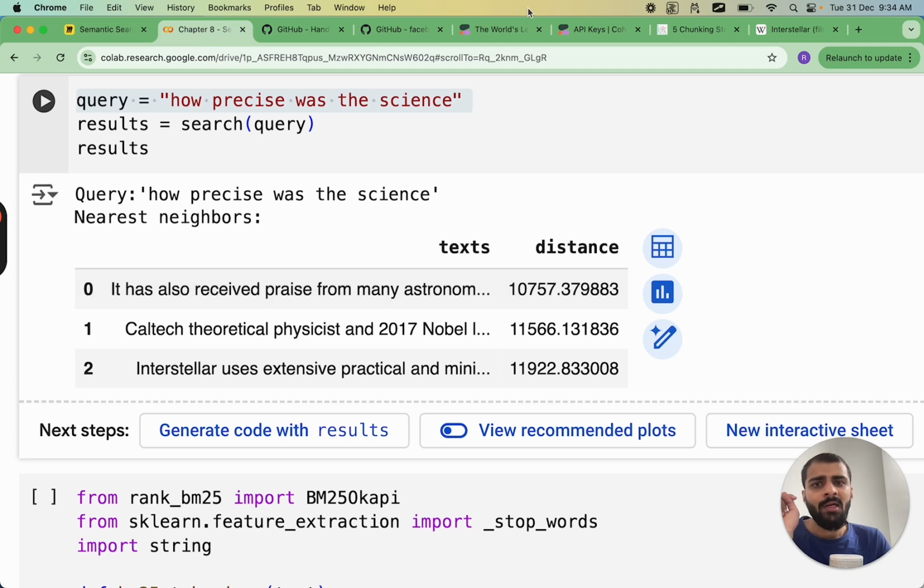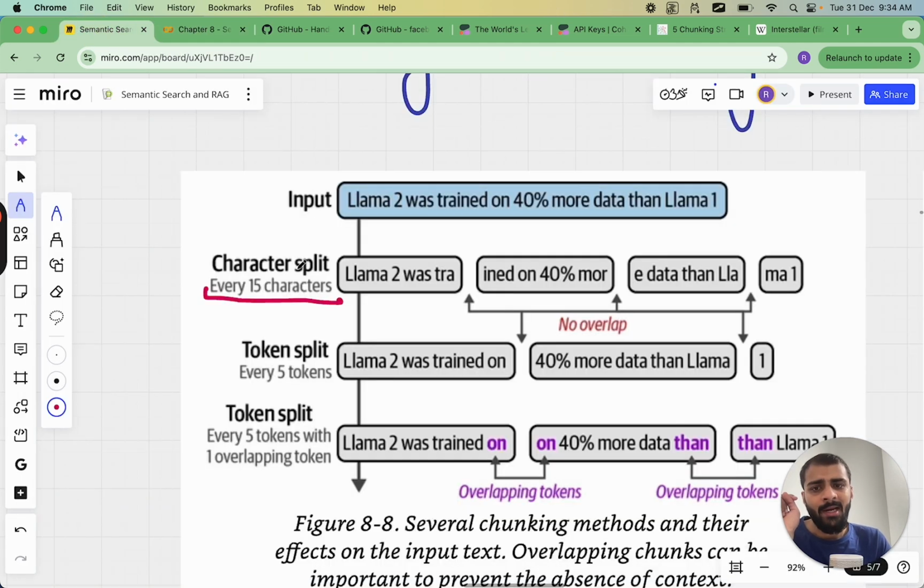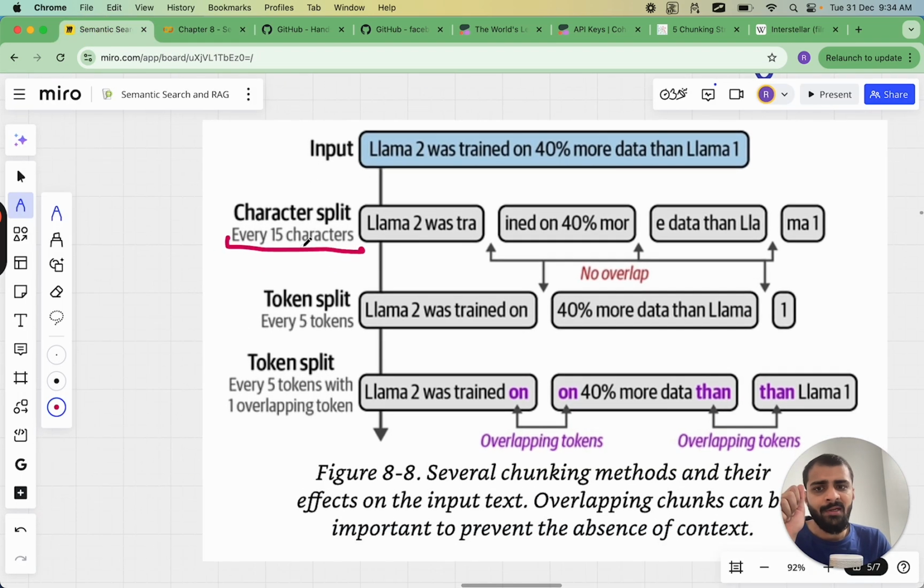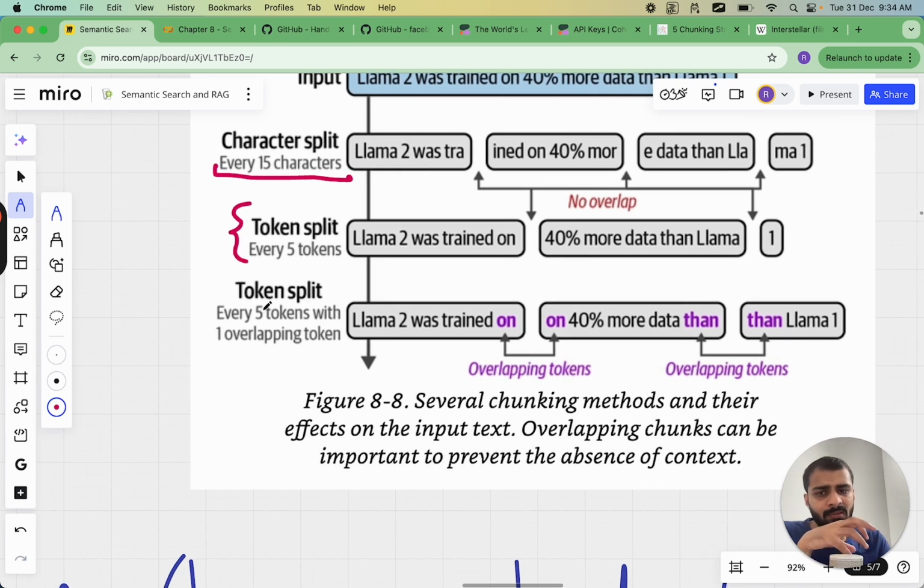So that is called character level chunking or character split. The second type of chunking is token split, where instead of looking at characters, you say that I want to have a split after every token or after a certain set of tokens. So this is token level split. And the third category is token level split but with overlap.